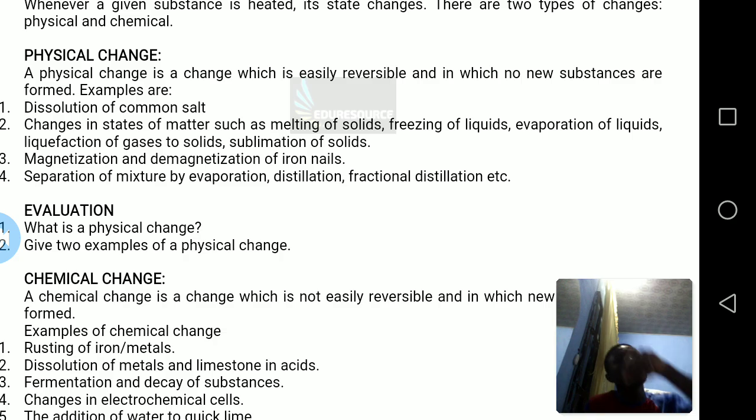So the same salt you change from the liquid salt that you see there, you can later change it back again from liquid to solid. Same thing with sugar.